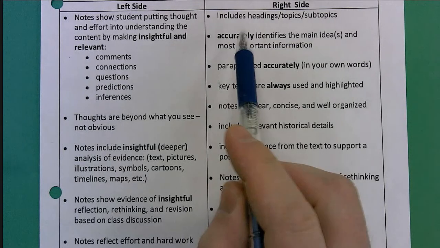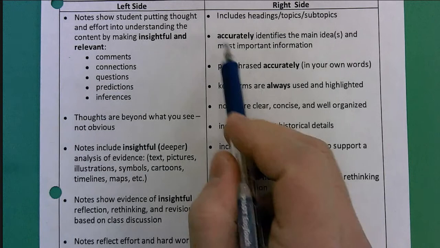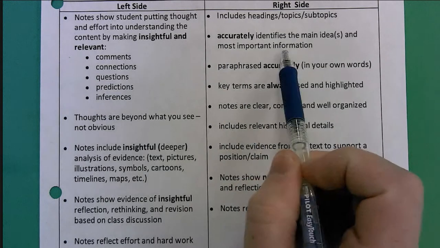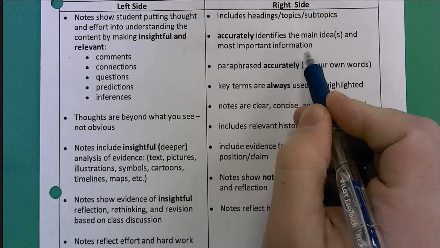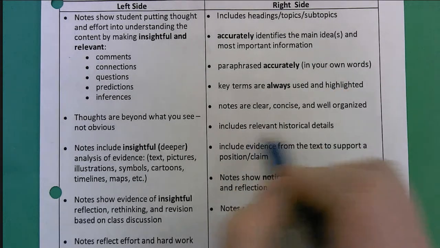So our right side is going to include our headings, topics, and subtopics. We want to accurately identify the main idea and the most important information. This is really our supporting details for the most important information. This goes down here as well, includes relevant historical details.